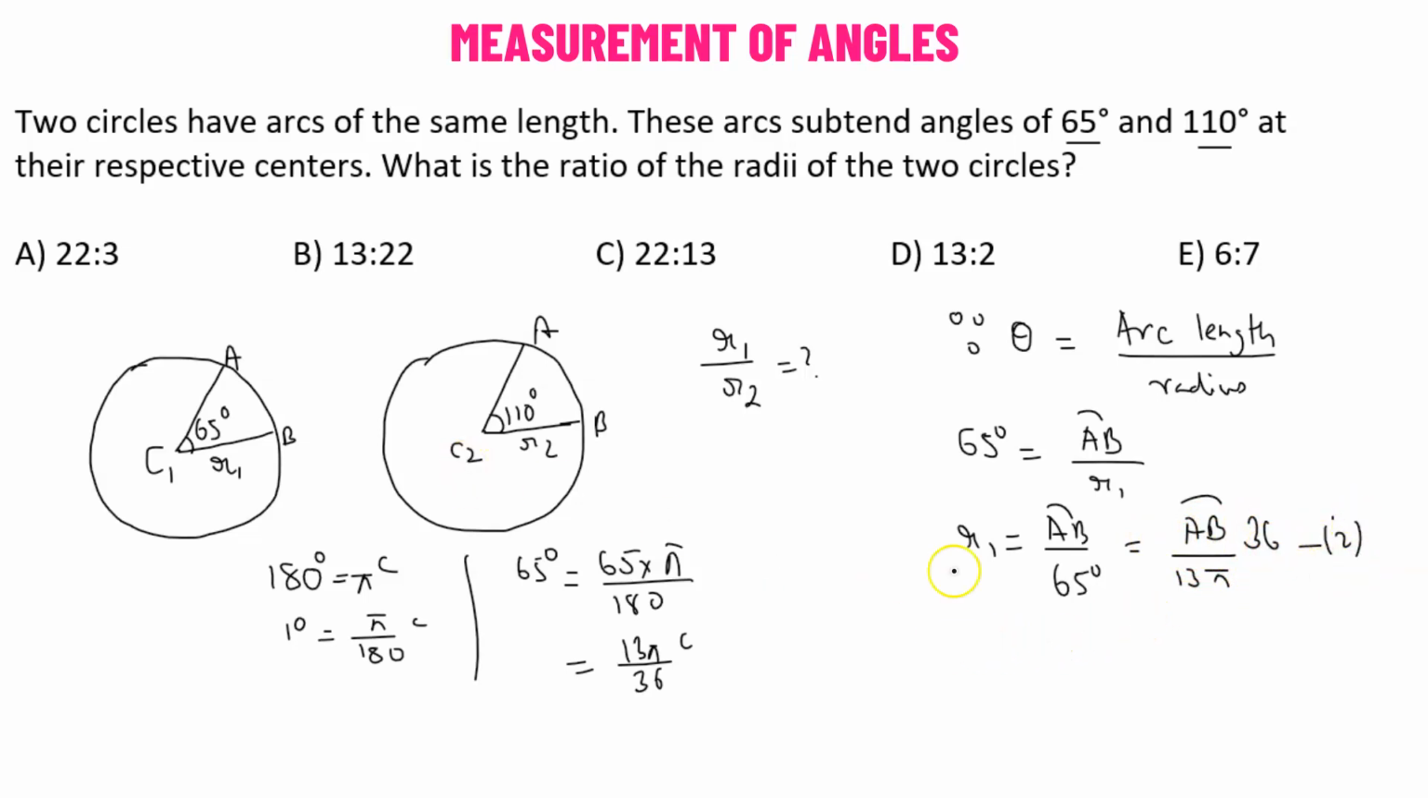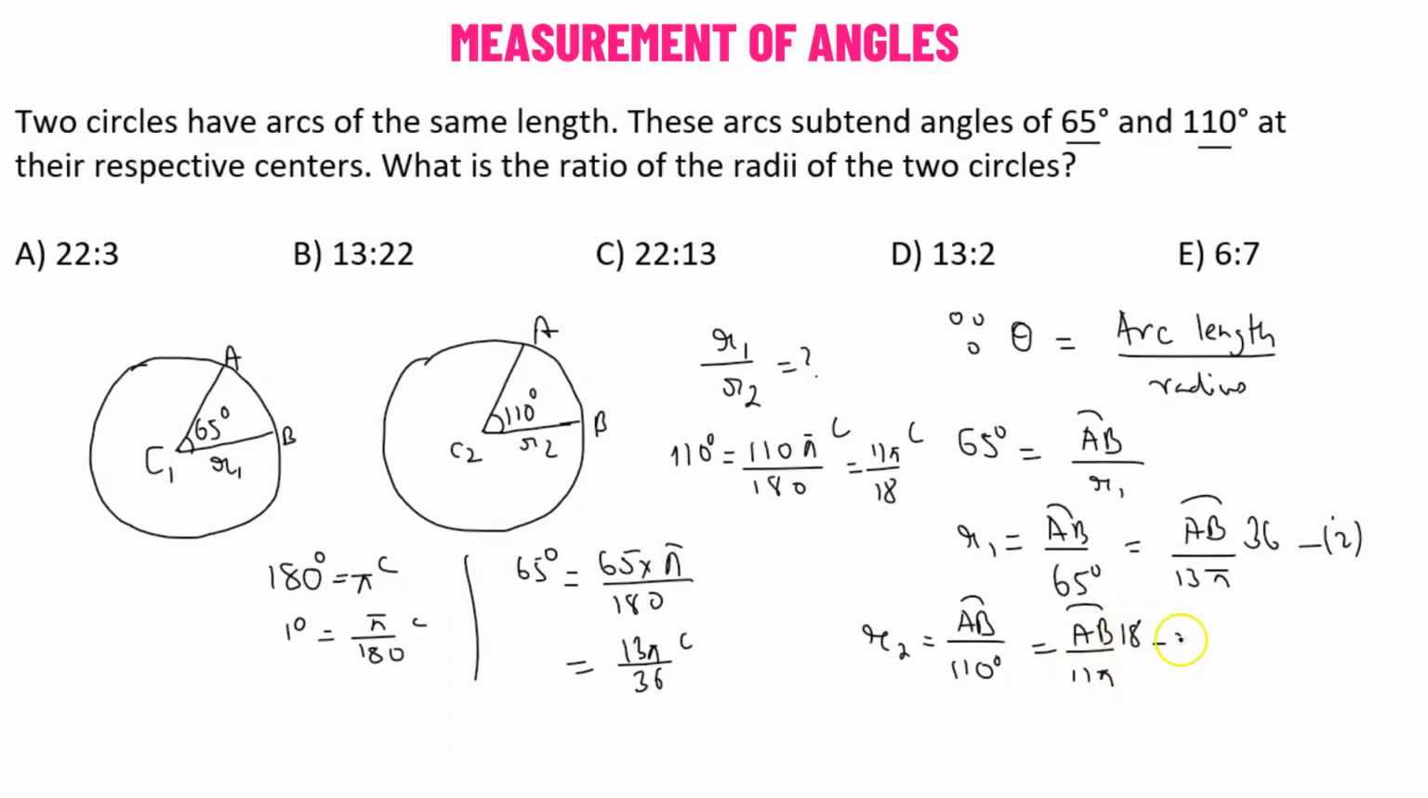Coming to the second circle, here R2 will be simply equals to the arc length divided by the angle subtended at the center, which is 110 degree. Our next task will be to convert 110 degrees to its radian equivalent. So we'll take 110 and multiply it with pi over 180 to convert it to radians. So it's going to be 11 pi over 18 radians. Fine. So let's substitute it here. So we get AB, this is the arc length, divided by 11 pi, and in the numerator we'll multiply it with 18. So this is number 2.